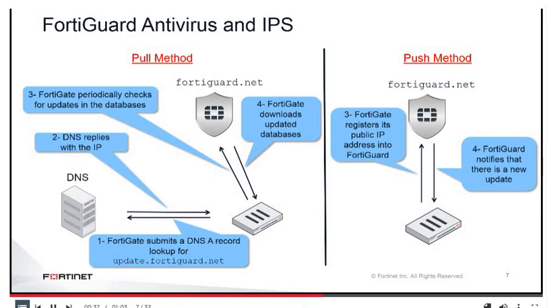The first 2 steps used for the push method are also used for the pull method. FortiGate gets a list of IP addresses from a DNS server for the domain name update.fortiguard.net. After that, FortiGate registers its public IP address in FortiGuard. With this information, FortiGuard starts sending notifications each time there are new updates. FortiGate then proceeds to download the updates.